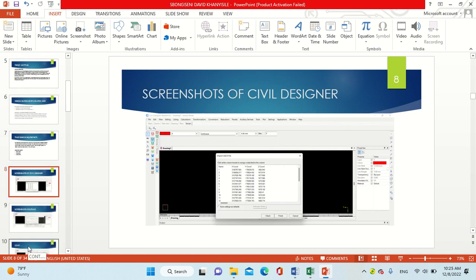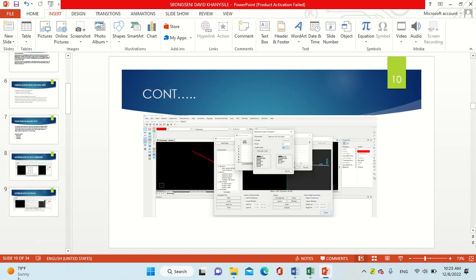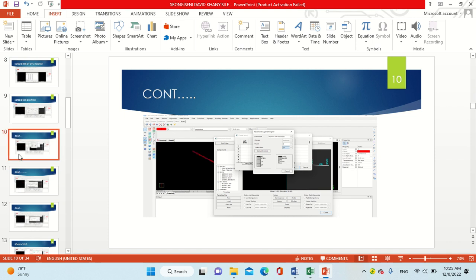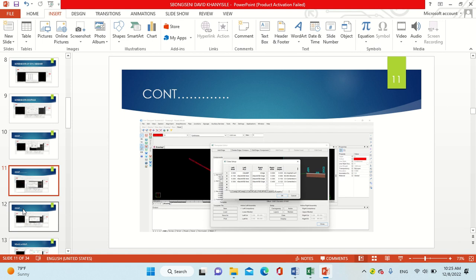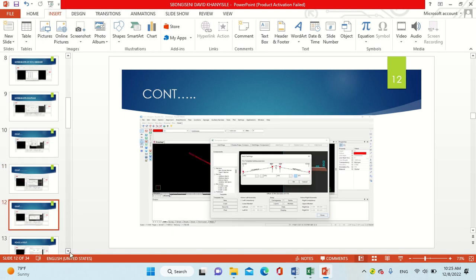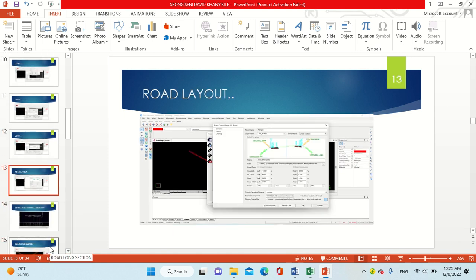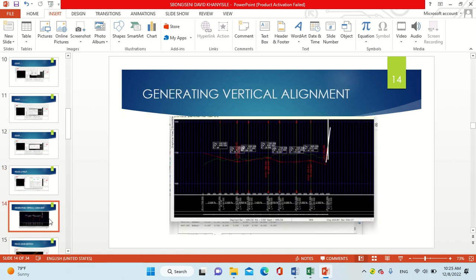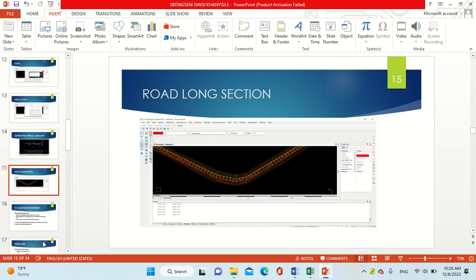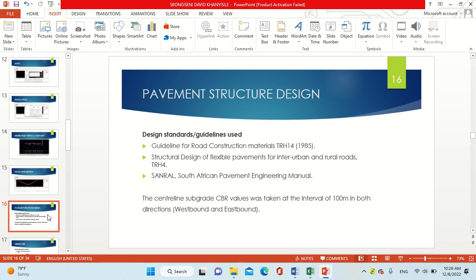I've also attached screenshots of the time I was designing the road using Civil Design. And these are the following screenshots that I've attached: the road layouts, the generation of the vertical alignment of the road, and the road long section, which I've also attached to the project.